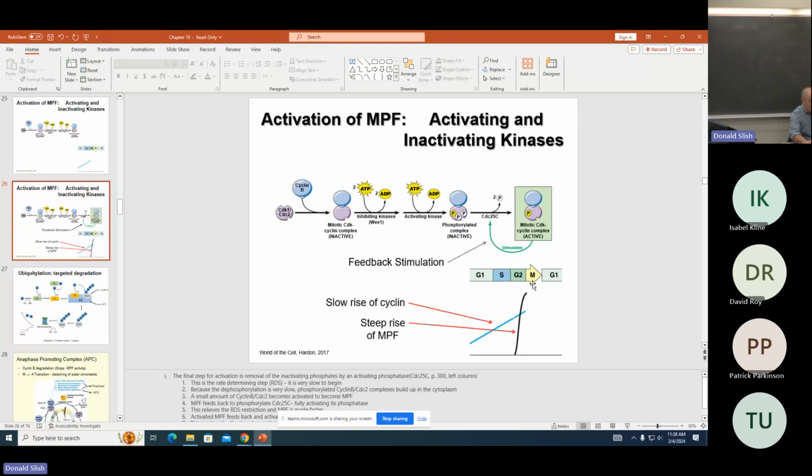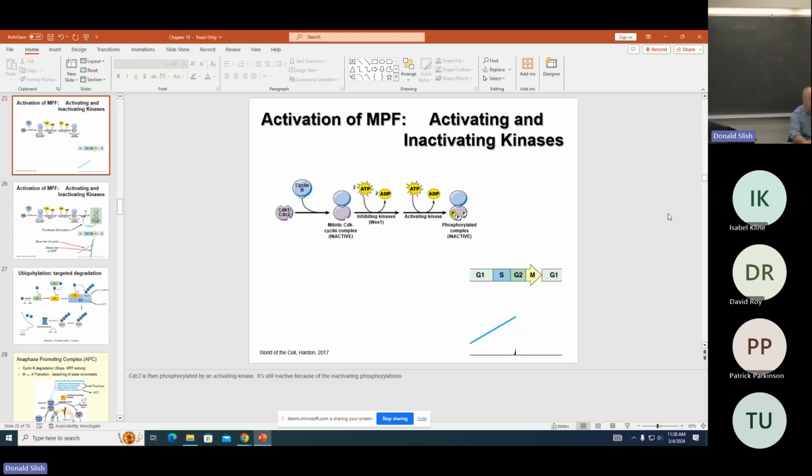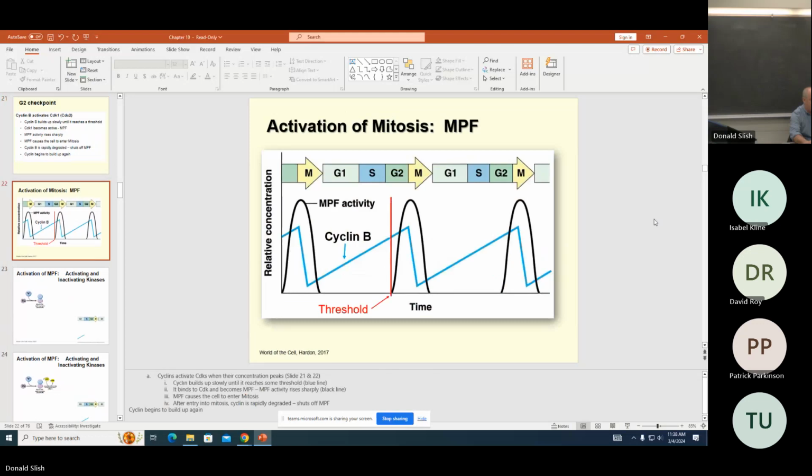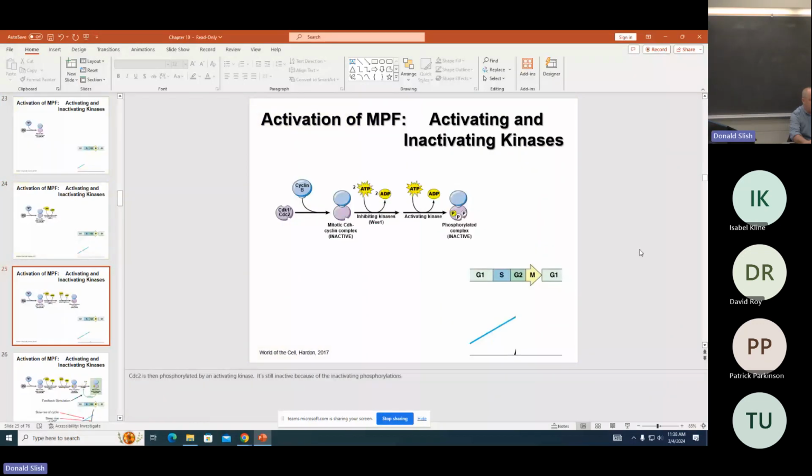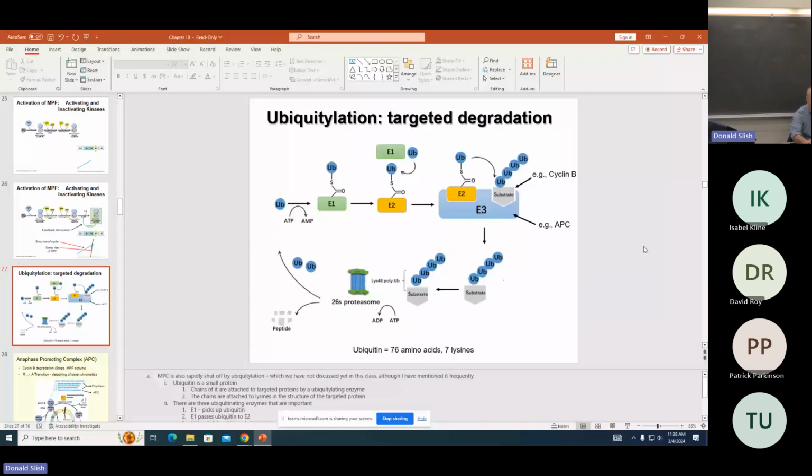Okay, and then at the peak here, you get ubiquitination of cyclin B and degradation. And that's why MPF drops off real quick and cyclin B drops off real quick, because of the ubiquitination. Now, we've been talking about ubiquitination, I think, since day one. And I keep saying, we're going to talk about that someday. So that day has come.